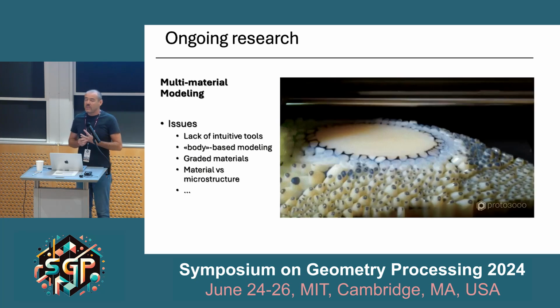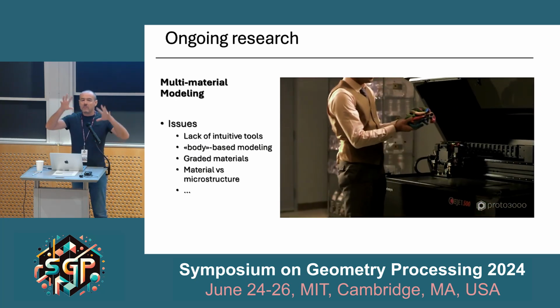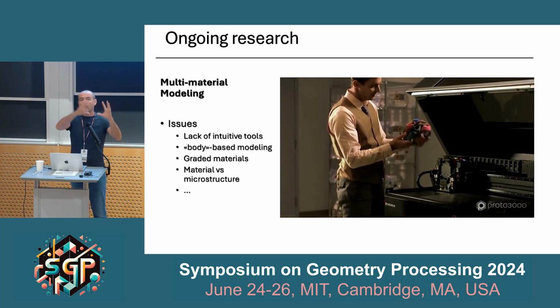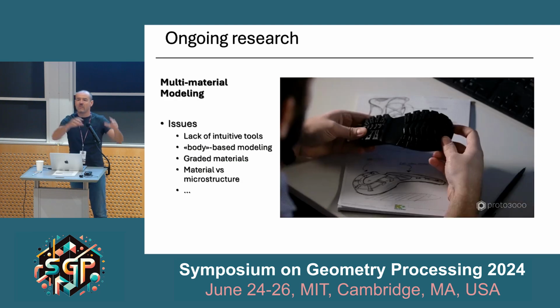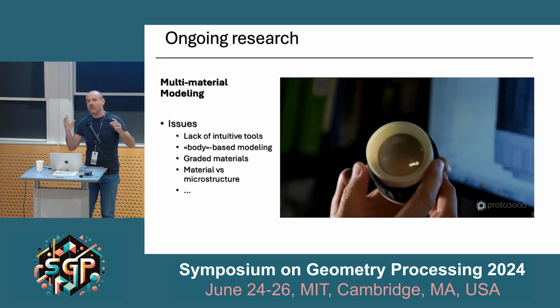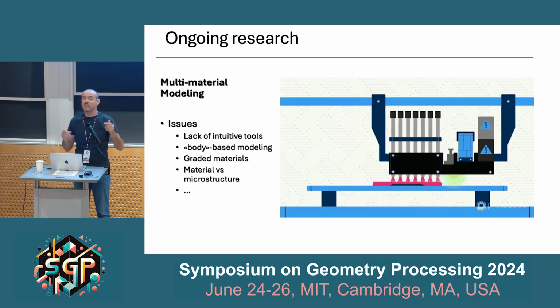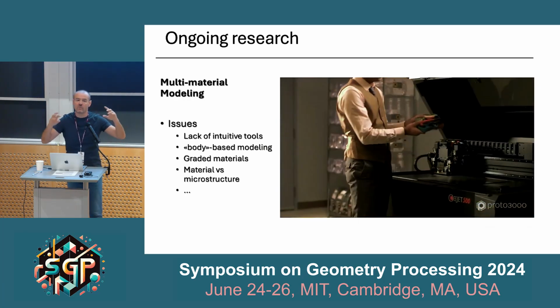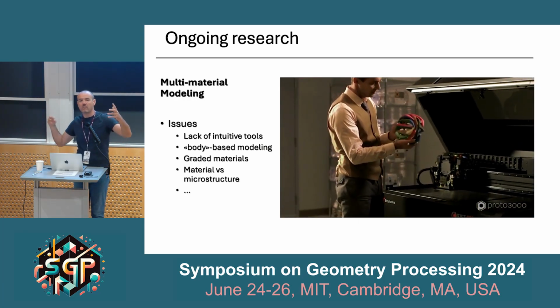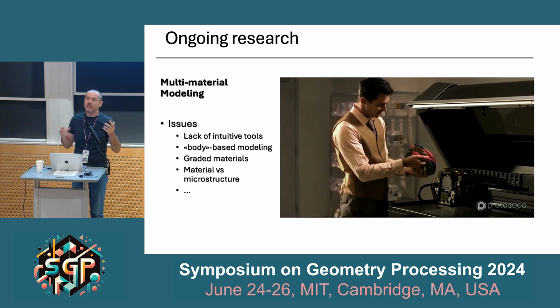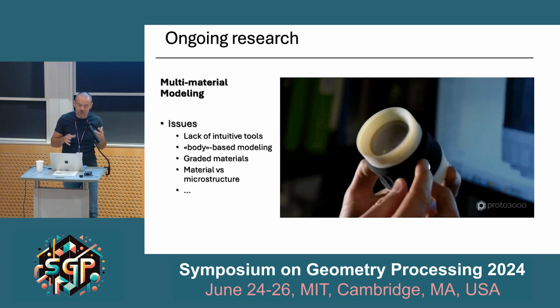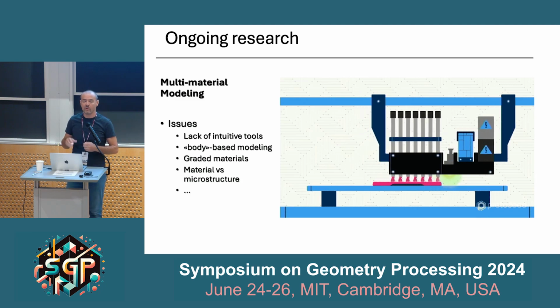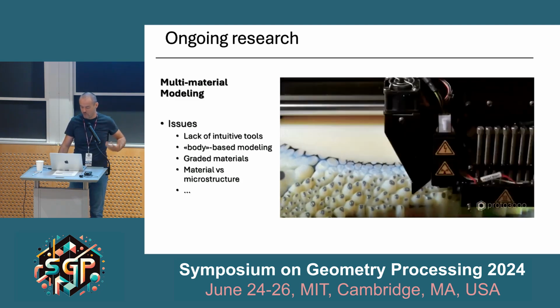Actually, some tools allow you to create multi-body objects. So you create one part that is supposed to be made of one material, another part made of another material, and you compose these parts. But if you want to create graded materials or global microstructures that gradually behave in a different way, that is much more difficult. And here, probably, there's room for further improvement from our community.